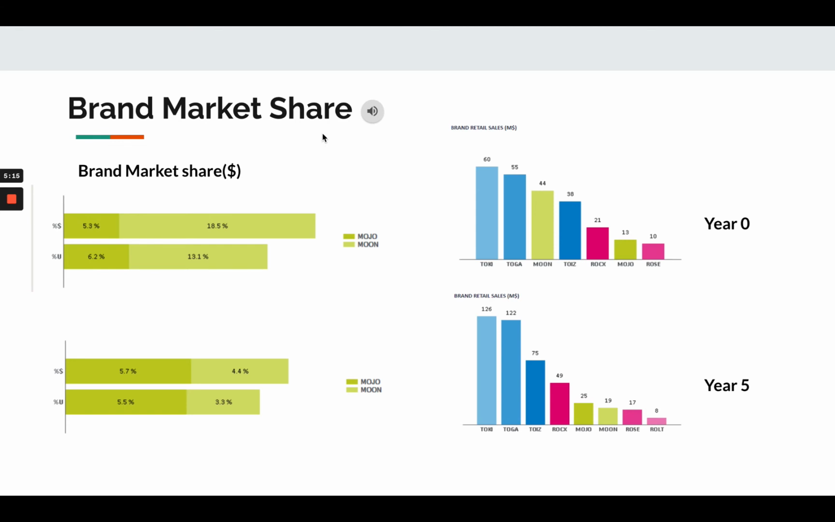This is because we didn't make detailed product strategies. From year 0 to year 5, brand market share and brand retail sales decreased. Moon increased a little bit in year 5 because we replanned our strategies.